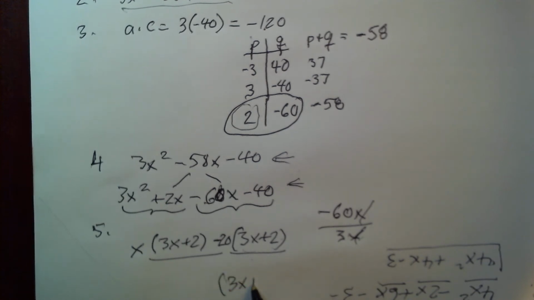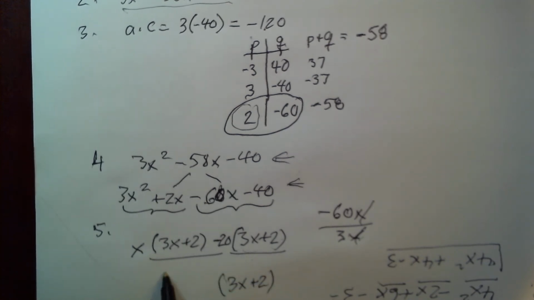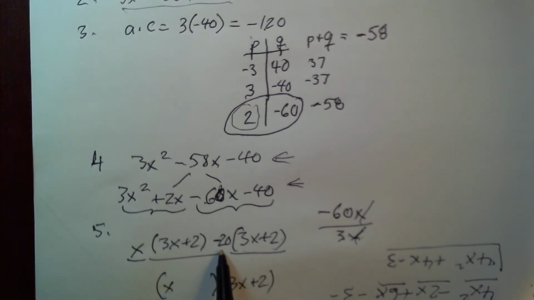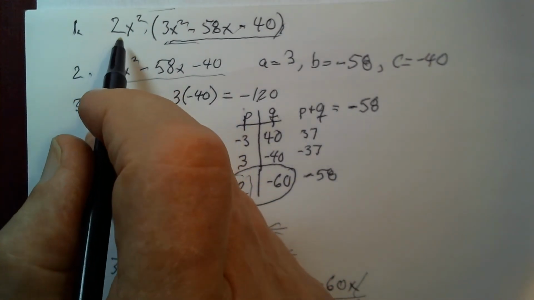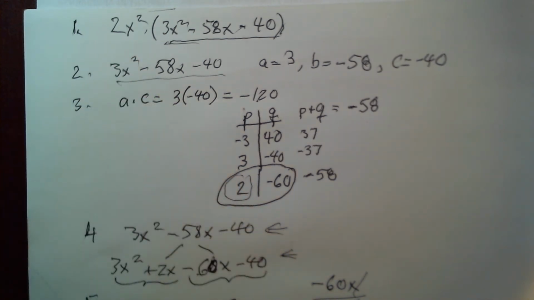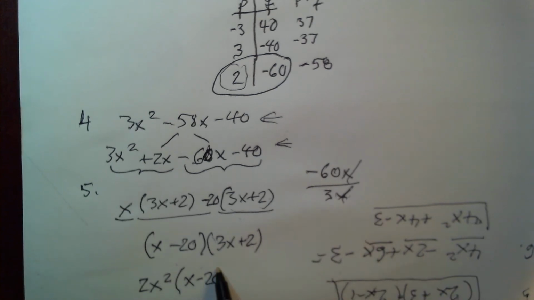3x plus 2. And for the other factor, we have the terms x minus 20. So then for the complete answer, remember that we originally factored out a 2x squared. So then the complete answer would be 2x squared times x minus 20 times 3x plus 2.